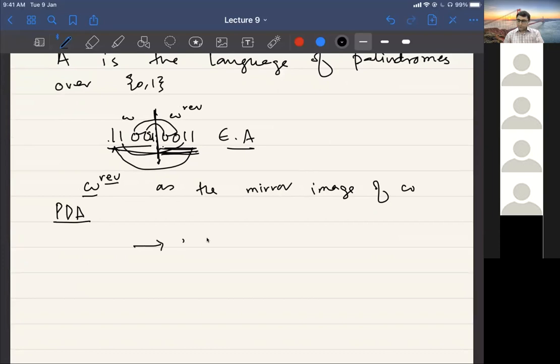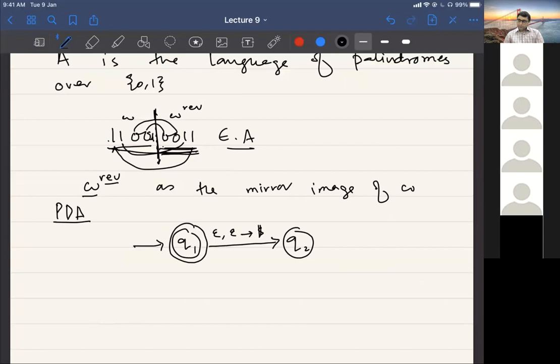So let's say we start with Q1, and this Q1 must be the accepting state, because by definition, empty is in this, right? Now, at this point, what this machine should do, it should go to Q2 by reading nothing, expecting nothing on the stack, and pushing a dollar sign. So this means that we actually have to push a dollar sign on top of the stack.